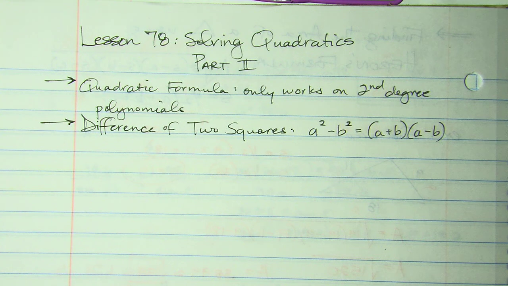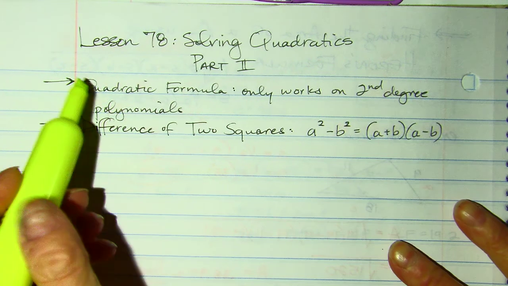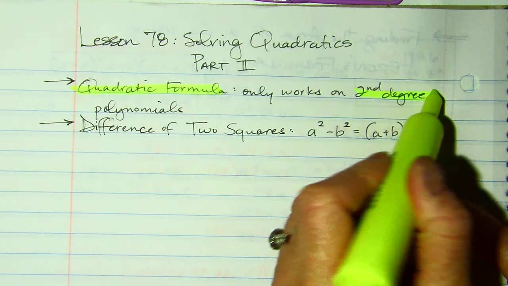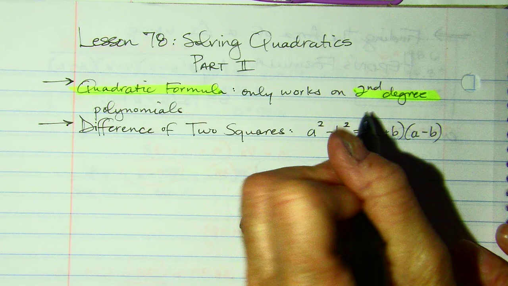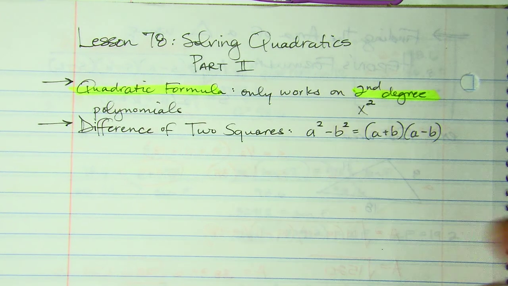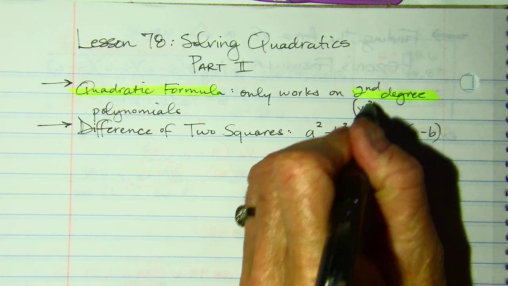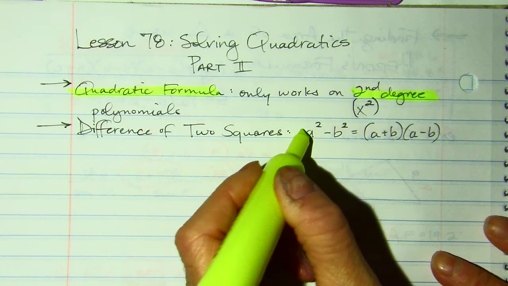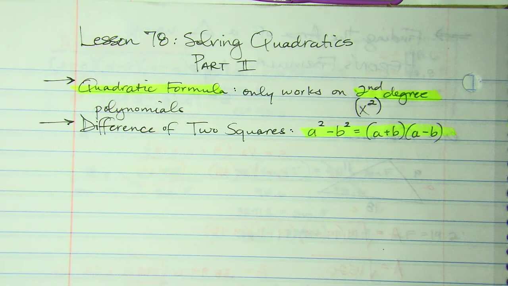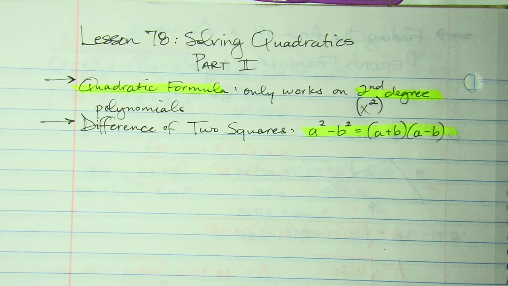So two things I put down here are just reminders. We can use the quadratic formula, but only on second-degree polynomials. And by second degree, I mean when x is squared. It doesn't work when x is cubed or x to the fourth. It only works when x is squared. The second is a reminder of the difference of two squares and that rule. So I'm going to do a couple with you, and then we'll jump into the lesson practice.